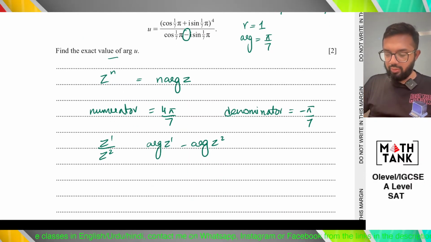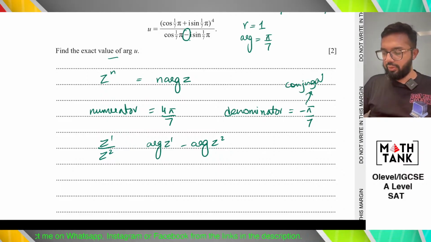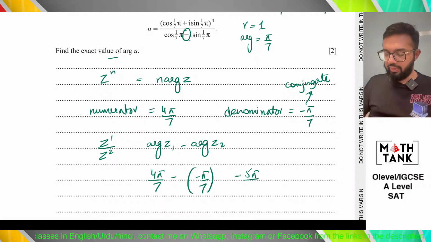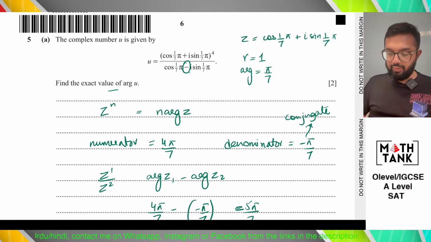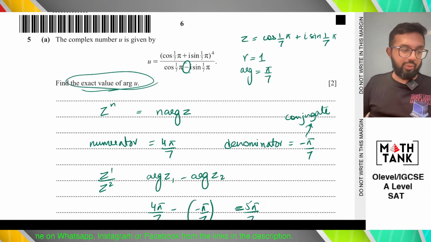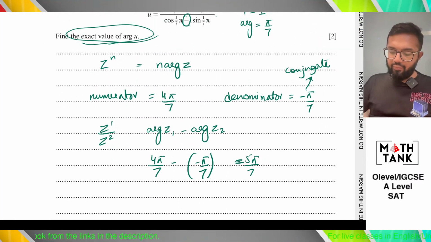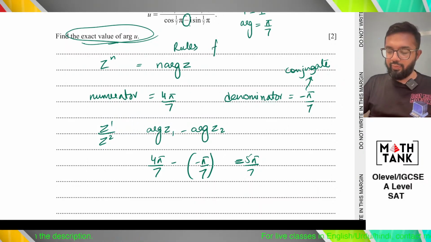Okay, I can explain this to you by the conjugate. The conjugate always has the argument that's just the negative of the original argument. So z1 minus z2, this is going to be 4 pi over 7 minus pi over 7, and that gives me 5 pi over 7. Since this question is about exact values, I can't do it in any other way. I can't evaluate decimals and all those things. This is covered in the topic rules for modulus and argument.